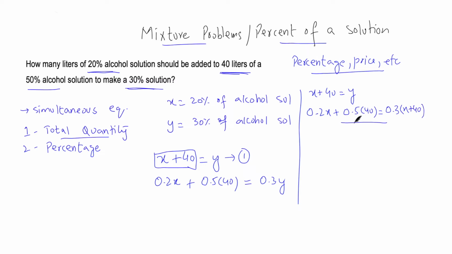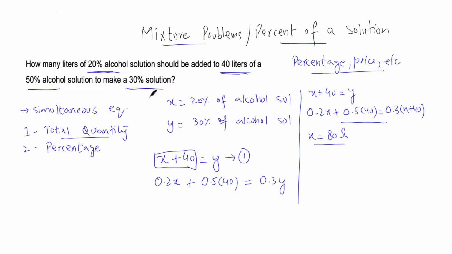And if you do the calculation, I'm just moving on to the answer because it will save us time. You can do the calculation and you will see X comes out to be 80 liters. This is your answer. So you need 80 liters of 20% alcohol solution that should be added to 40 liters of 50% alcohol solution to make a 30% solution.